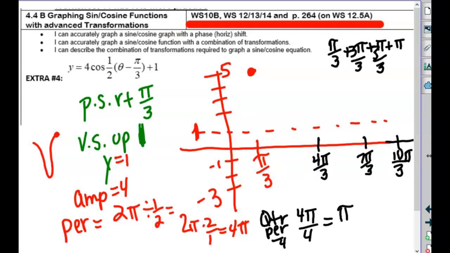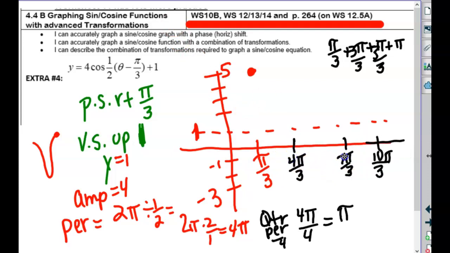Am I missing one though? Yes. Don't I need one more or not? Okay. Thank you, smart board. Look at there. Okay. 13 pi over 3.